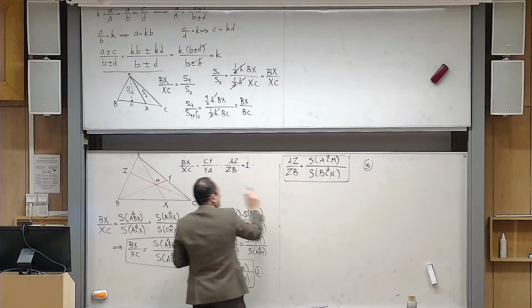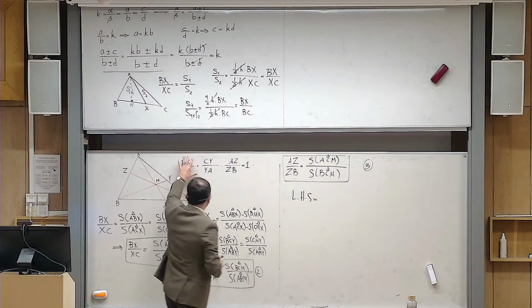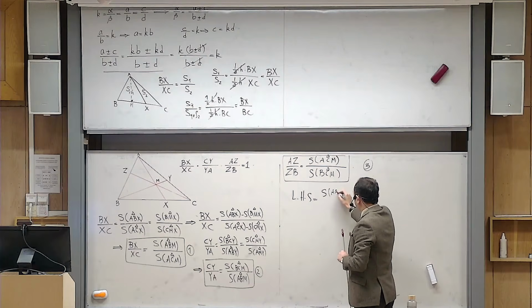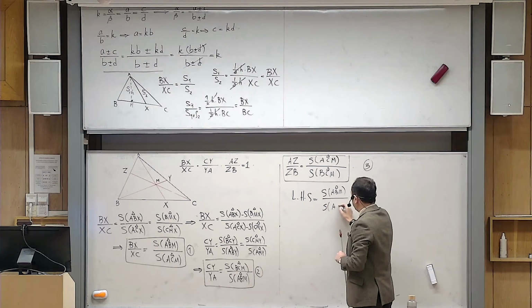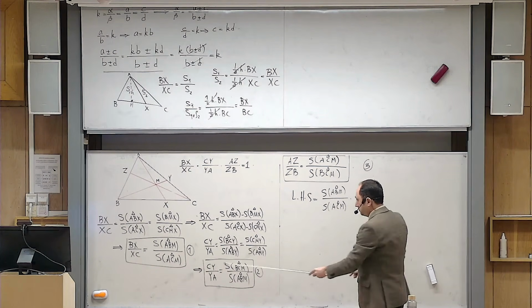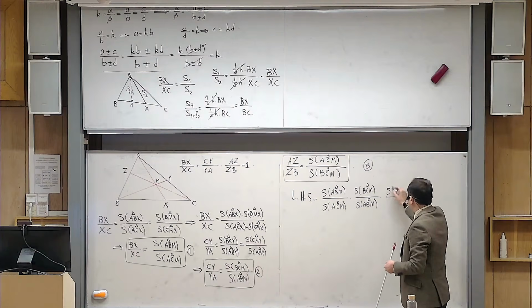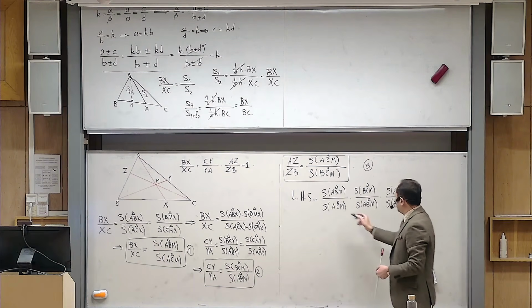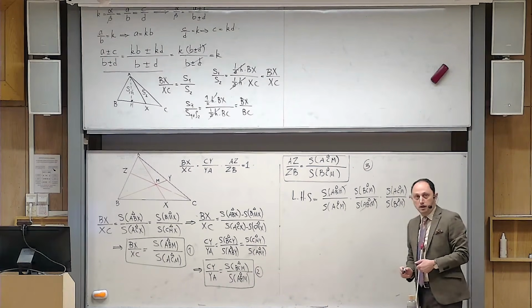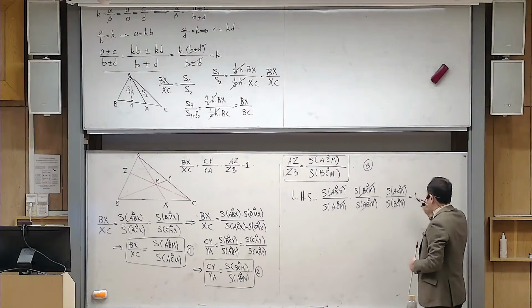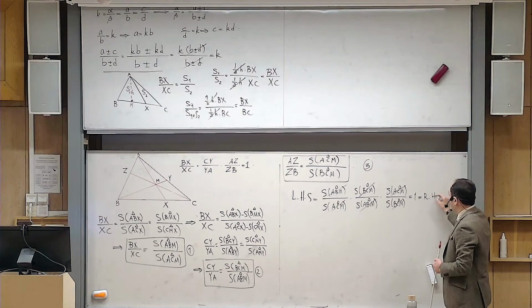So I would say that the left-hand side of Ceva's theorem is equal to, instead of BX over XC, I plug this in. So it is S of ABM over S of ACM, multiplied by, the middle one is S of BCM over S of ABM, and finally S of ACM over S of BCM. Yes? And now look, this first numerator is cancelled by the denominator in the second one. The denominator of the first one is cancelled by the numerator of the third one, and similarly these two are cancelled, and I get exactly 1, which is equal to the right-hand side of Ceva's theorem.